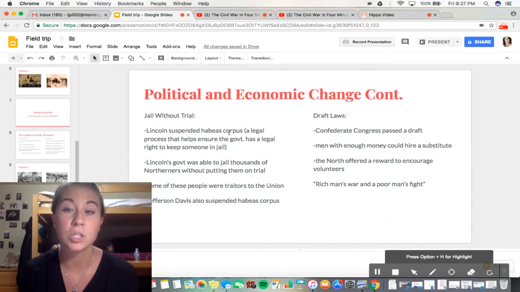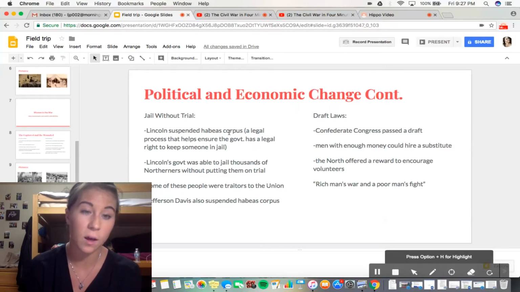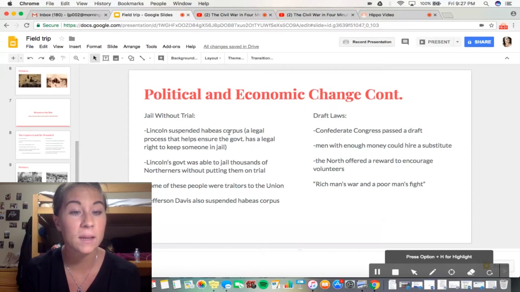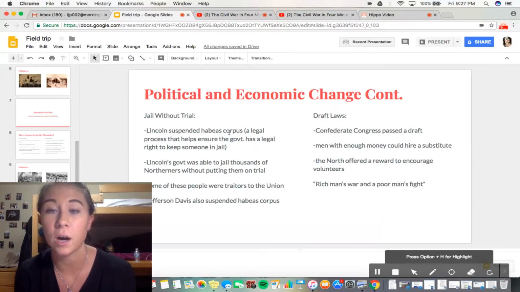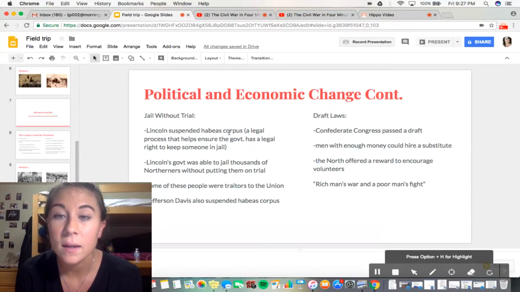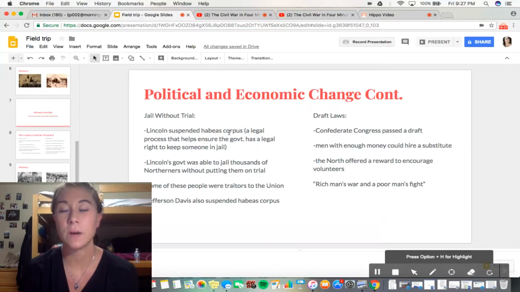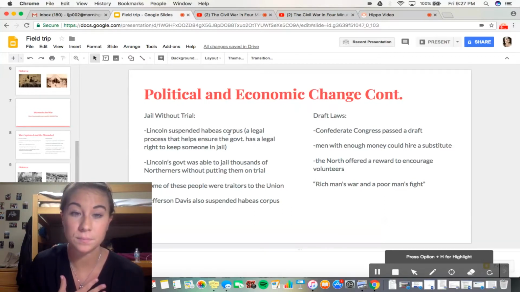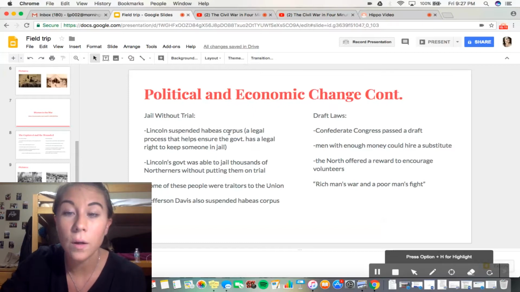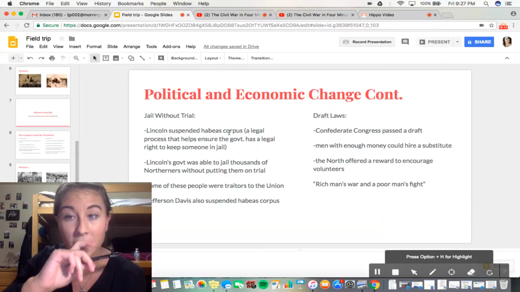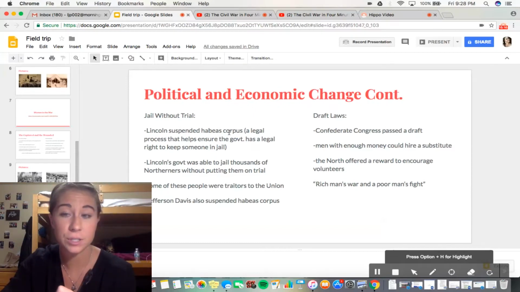There were also draft laws, and the Confederate Congress passed draft laws so they could have more men come in and help them with their cause. There were many men who did not have enough money, so the men that did have money could come in and hire a substitute for them so they did not have to fight the war.